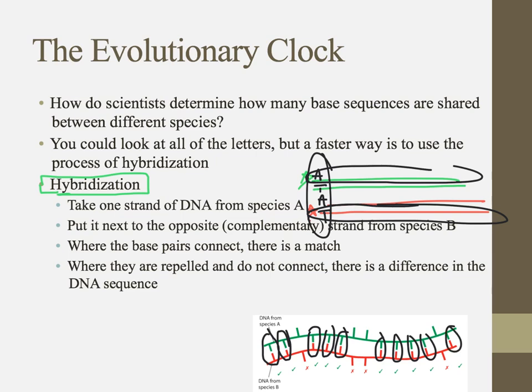Anywhere that there's a difference, those nucleotides don't like each other. So if this is an A and this is a G, they can't form a hydrogen bond between them. They are going to repel and literally flip to the outside here. This is how we can tell how many differences there are in a single gene or sequence of DNA between two different organisms. Really cool stuff.